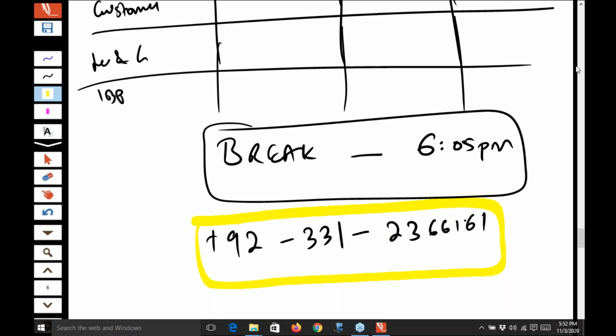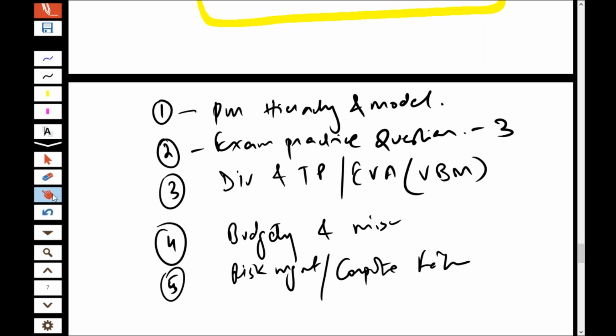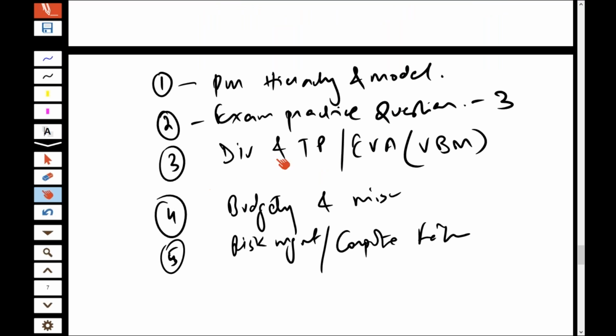Then we would discuss budgeting and miscellaneous areas, and on the last day we would have risk management, risk and uncertainty, and then corporate failure. So these are the various things that we would be going through. This is what we are going to follow: the performance management hierarchy and the different models that are part and parcel of it, the exam practice questions, divisionalization and transfer pricing, budgeting and miscellaneous activities, and then risk and uncertainty and corporate failures.